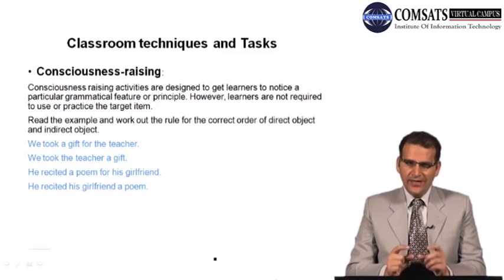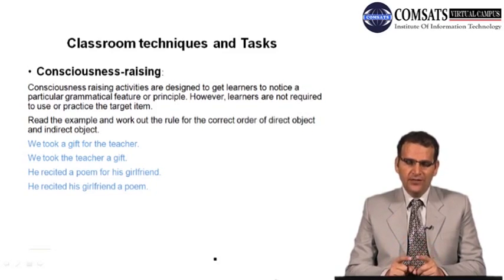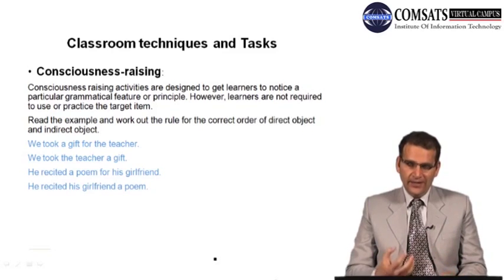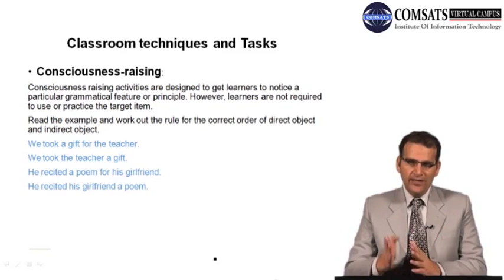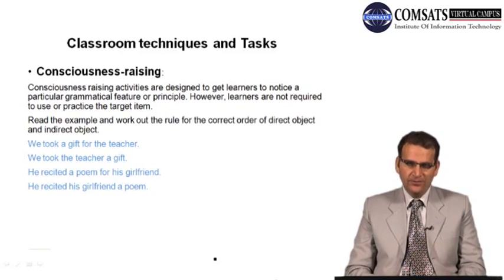So in the first place, what is that? The direct object. We saw there is a subject, a verb, and then an object: a gift for the teacher, which makes sense. But the second time, you change the order of the objects and bring the teacher first: we took the teacher a gift. In the third place, he recited a poem for his girlfriend. And the fourth time, he recited his girlfriend a poem. So sentence 1 and sentence 3, and sentence 2 and sentence 4.